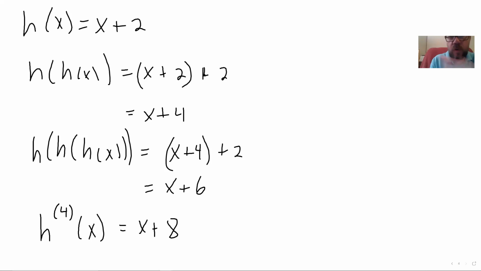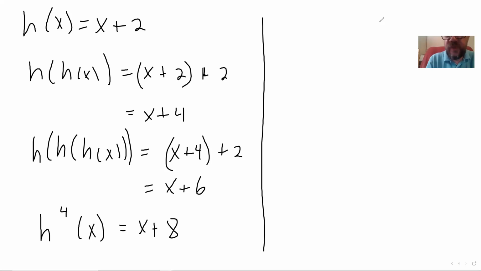Oh, I'm sorry, I'm using the wrong notation. I apologize. That is actually the notation for something in calculus. That's the fourth derivative. This is the thing that I want, no parentheses there. I apologize. You probably didn't even notice, but let me give you the right notation. H to the fourth of x is doing h 4 times, right?